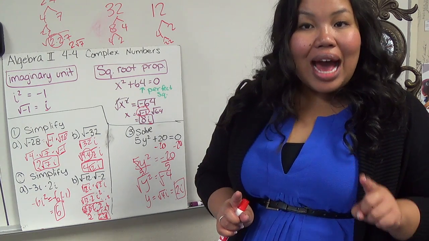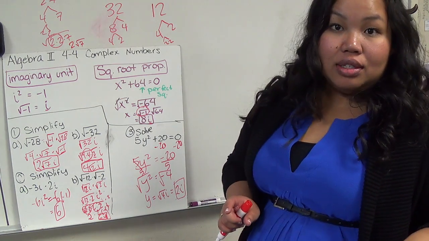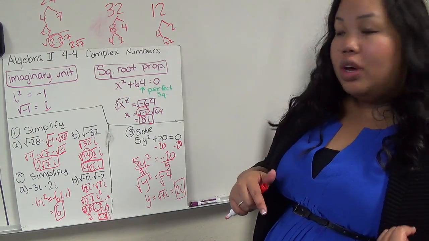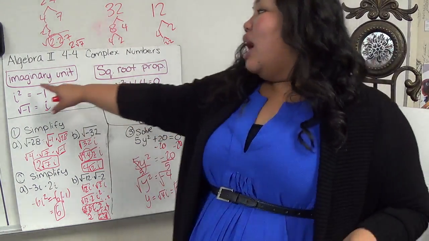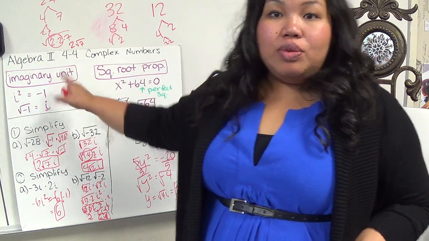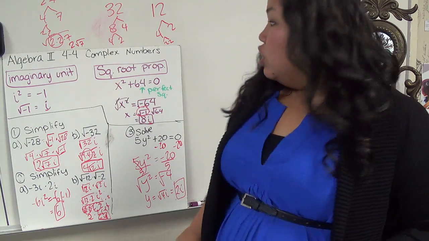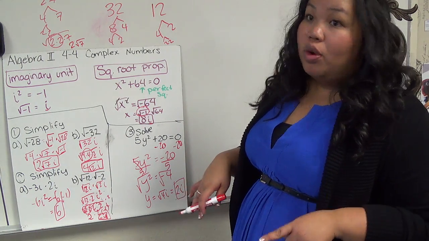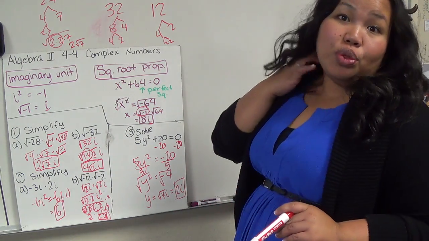So go ahead and pause, write it down. Remember, I can treat my i's like x's. So if I multiply them together, we add the exponents. If I divide them, we subtract exponents. And anytime I have an i squared, it's equal to a negative 1. So go ahead and pause, write this down. I have one more board for you, one more concept to go through before we're finished.